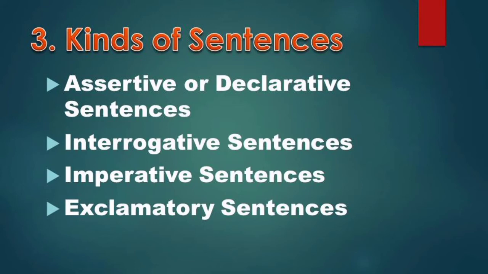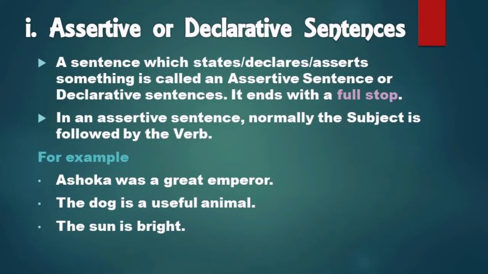So here we are in the third section. We are studying about the kinds of sentences. So what is an assertive sentence or declarative sentence? A sentence which states or declares or asserts something is called an assertive or declarative sentence.